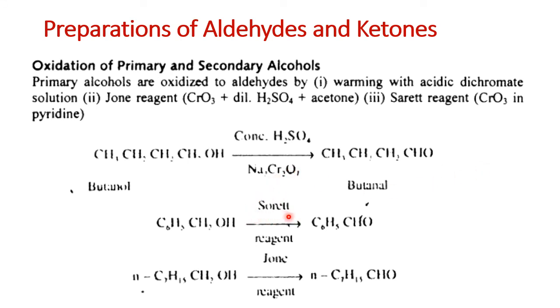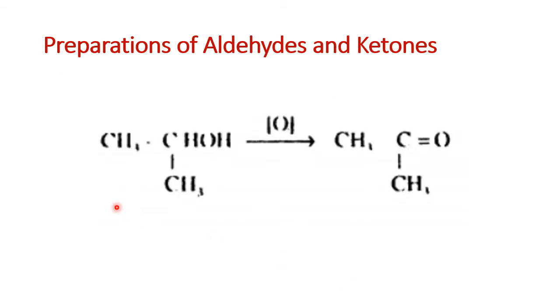This is the Sarett reagent, which will convert the alcohol into the aldehyde. Similarly, this is another example, converting the alcohol into the aldehyde. So this Jones reagent will convert this secondary alcohol into the ketone.